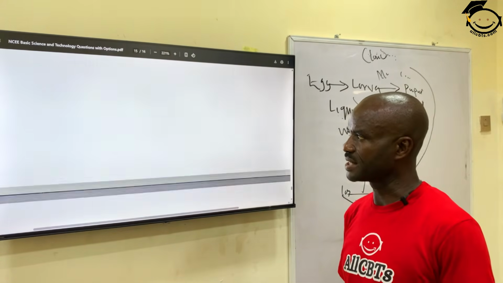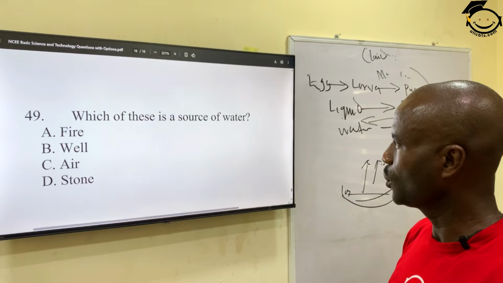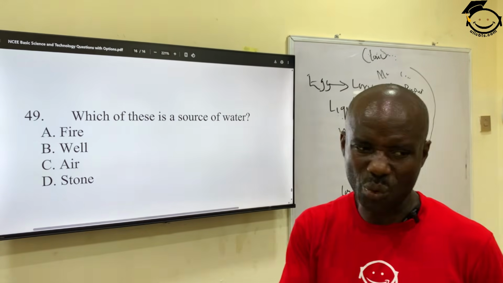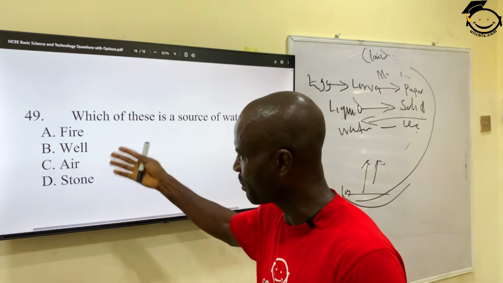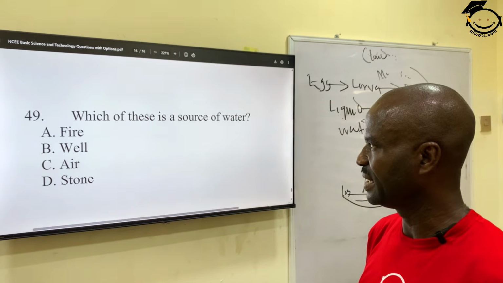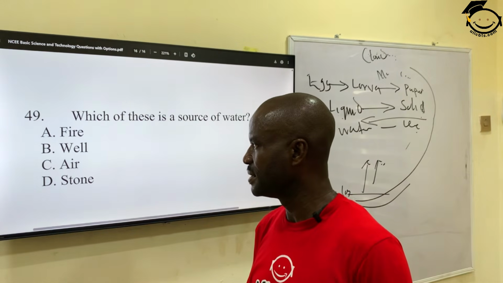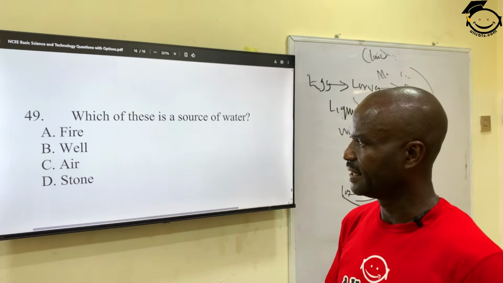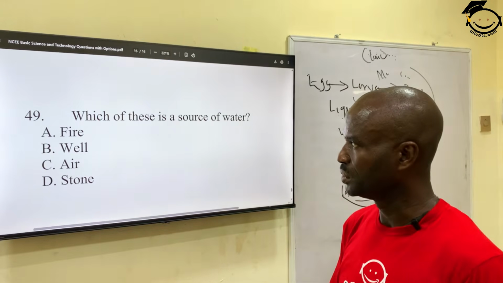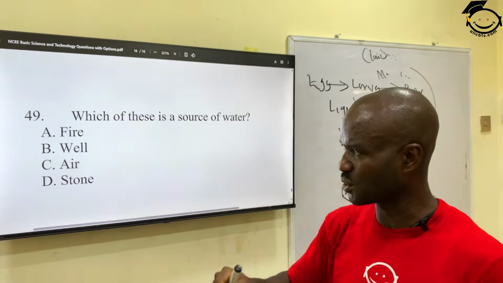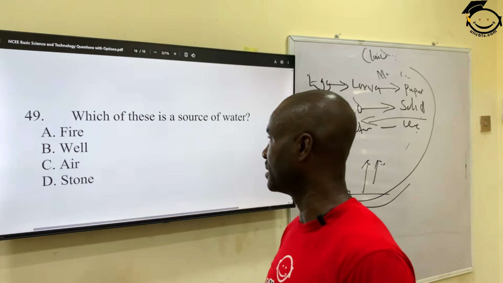Question 49. Which of these is a source of water? Where does water come from? What produces water from all these? A, fire. B, well. C, air. And then D, stone. The correct answer is B, well. Well is a source of water. So, well is the correct answer.